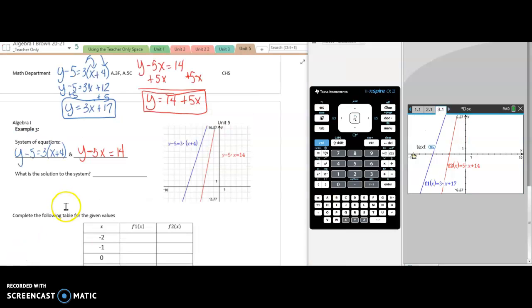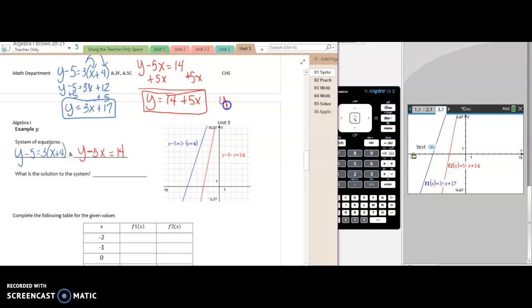Okay, so hopefully whenever you solve for y, you got y equals 3x plus 17, and then you got y equals 14 plus 5x, or you could get y equals 5x plus 14. Either one of these works, okay? So it asks us what's the solution to the system. Well, if you'll notice, you can't see it on the graph right here, right? So it's kind of off of the graph.